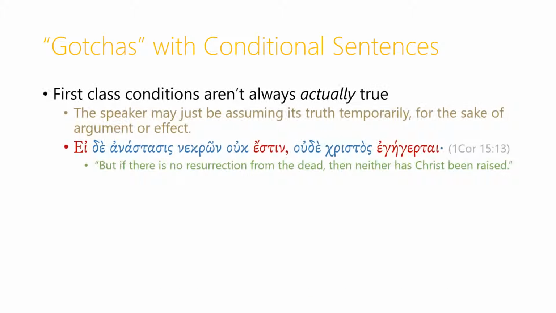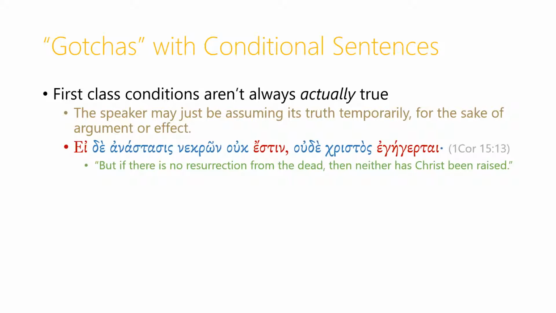Now, there are a couple of tricks to watch with conditional sentences, and most of them have to do with first-class conditions and the assumption that the condition is true. We have to realize that just because the condition is being presented as if it were true doesn't mean that first-class conditions are always actually true. The speaker may just be assuming its truth temporarily for the sake of argument or for effect. Like in 1 Corinthians 15:13, when Paul says, "ei de anastasis nekrōn ouk estin, oude Christos egēgertai."